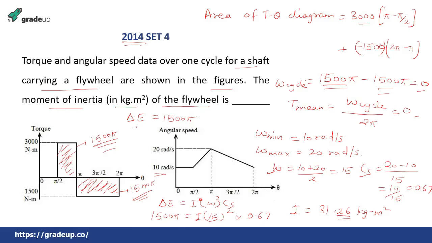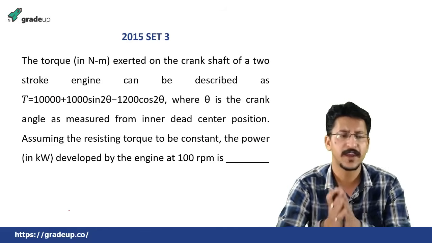Just you need to find out the delta E, the mean omega, and the coefficient of fluctuation of speed from this diagram. So this is again a very similar question. Answer is 31.26 kg meter square. Okay. The next question, 2015, set 3.